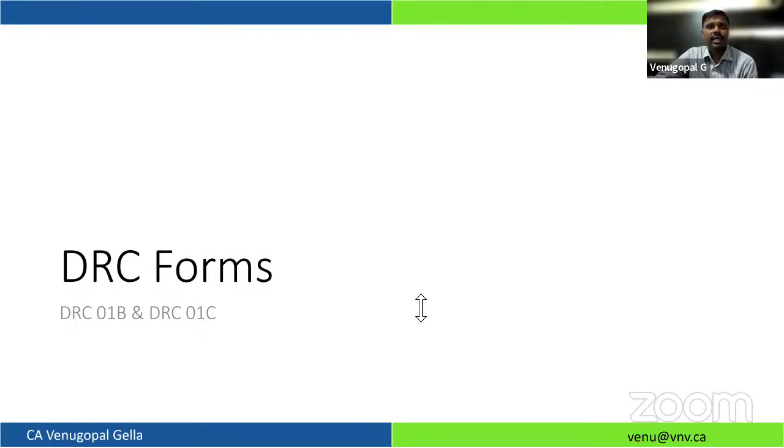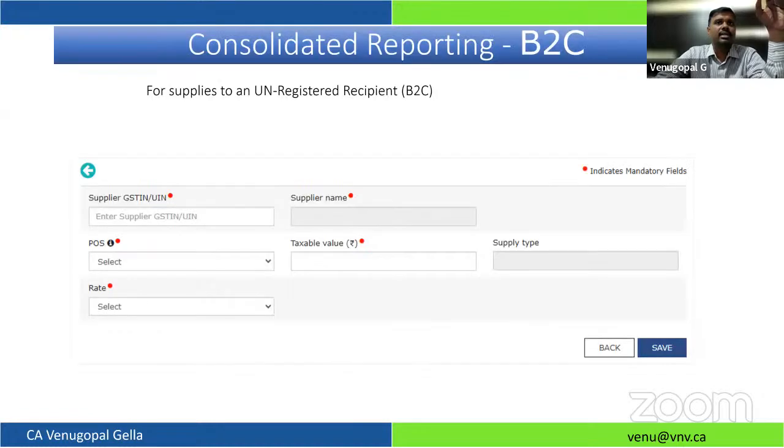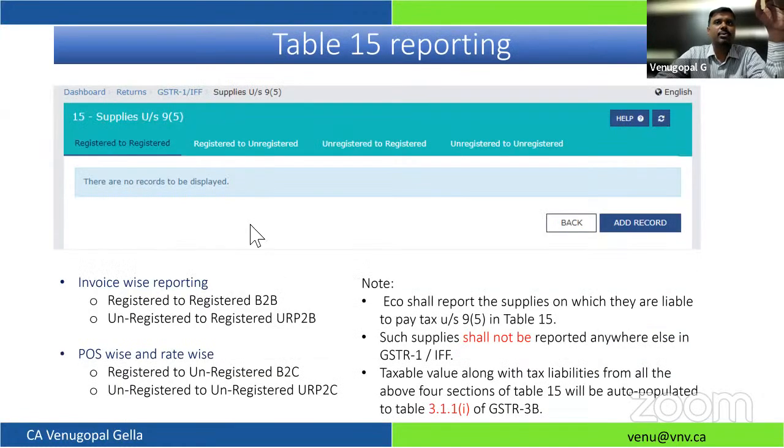Question from ARVIPK: if ECO is making supplies to B2B, then where can we see details of invoice-wise reporting? Sir, I am sure you're talking about 9.5, because section 52 supplies are not reported in table 15. When ECO is making B2B supplies, there is a separate section for reporting. If you see here, it is registered to registered. So ECO is registered, and it's registered to registered supplies that are happening. So it would be reported in this category.